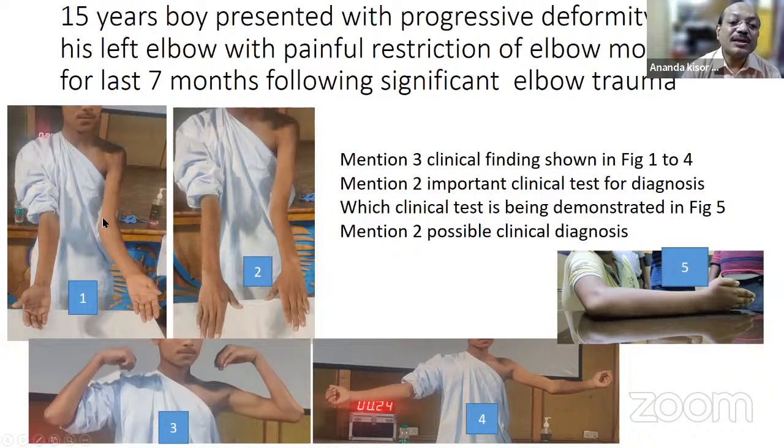Don't comment on the cubitus valgus. Cubitus valgus is a true coronal plane deformity, but see that it is a biplanar deformity. So you should not tell it's a cubitus valgus.